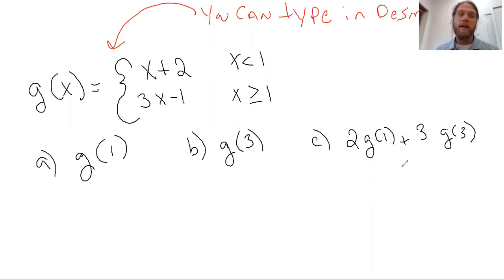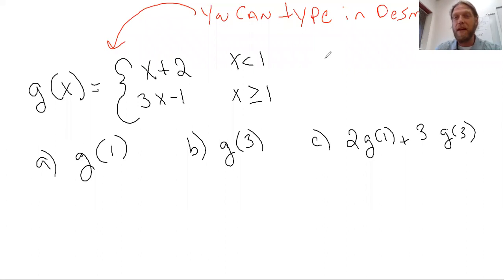So we are looking at piecewise functions again. I've given you a piecewise function right over here, g of x, and then I'm going to ask you to do 3 different things. So A, B, and C there. Okay, so the first thing it says is, hey, let's figure out what g of 1 is.